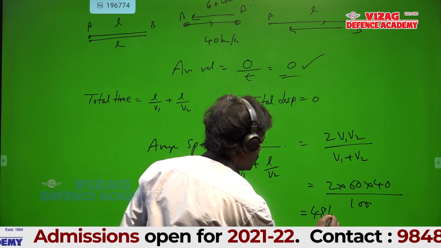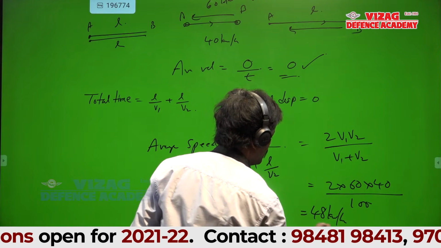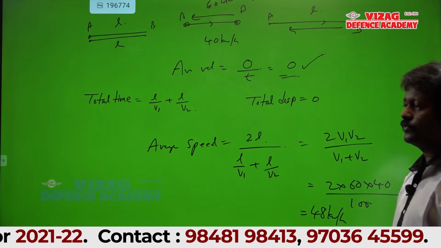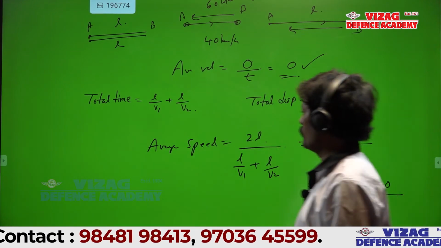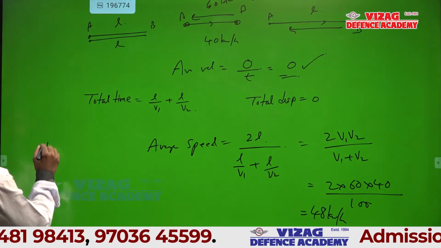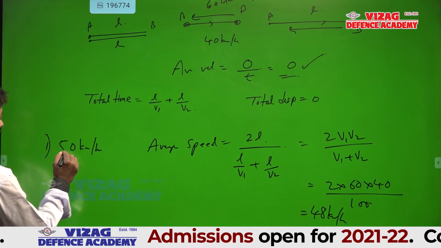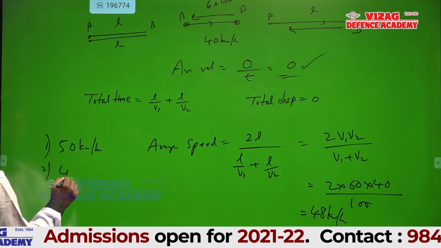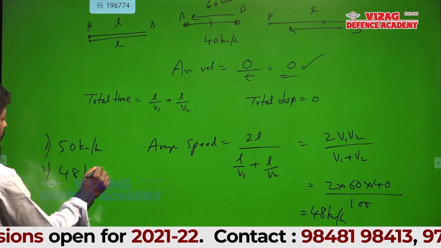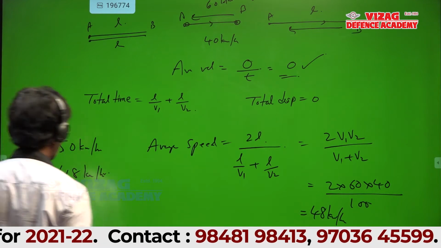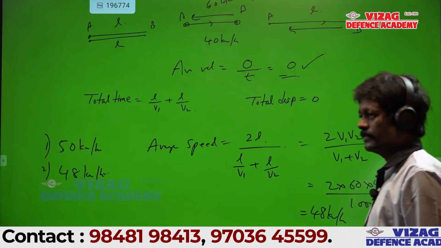48 kilometers per hour. See the options that the fellow will give. 50 kilometers per hour, 48 kilometers per hour average speed. Which one will you choose?